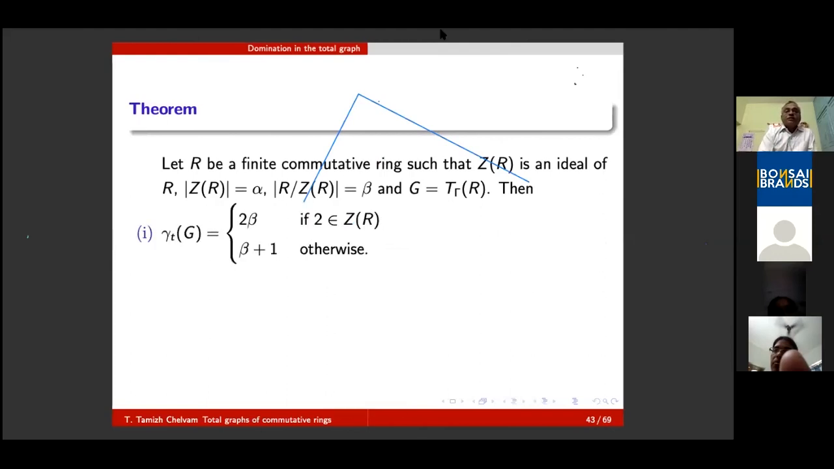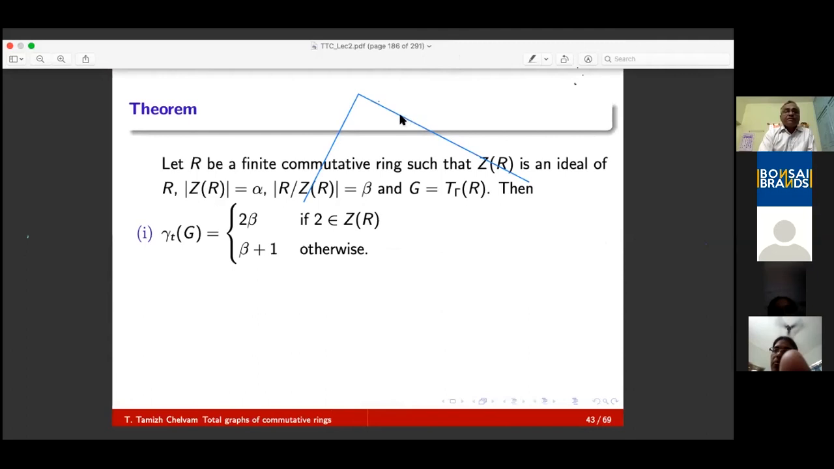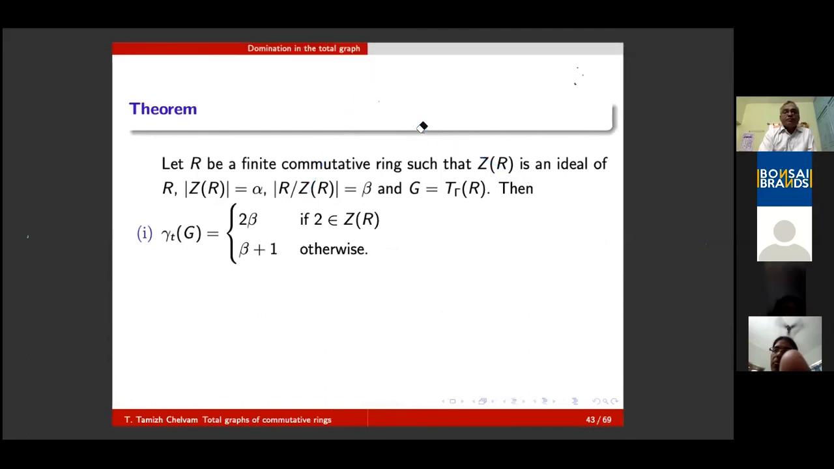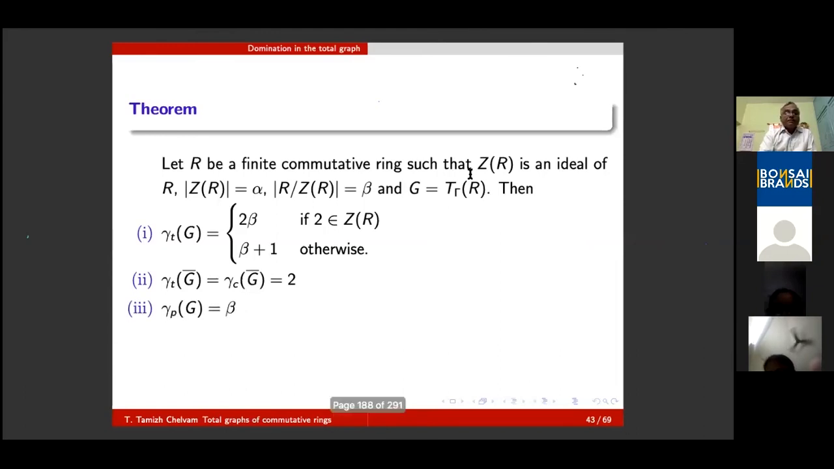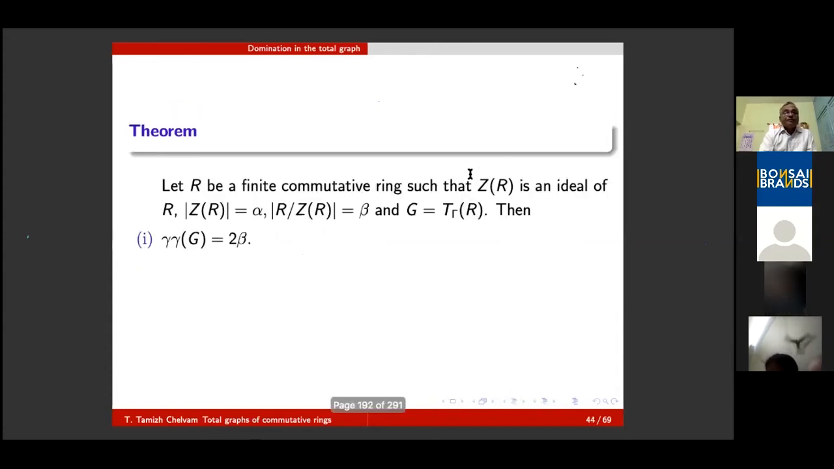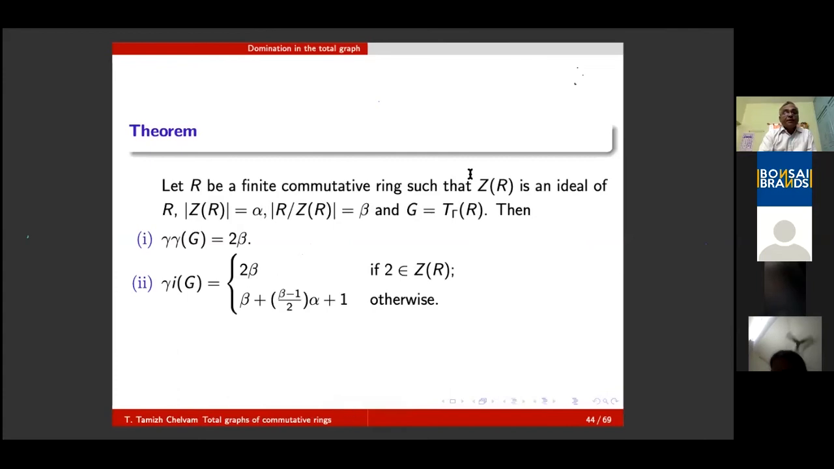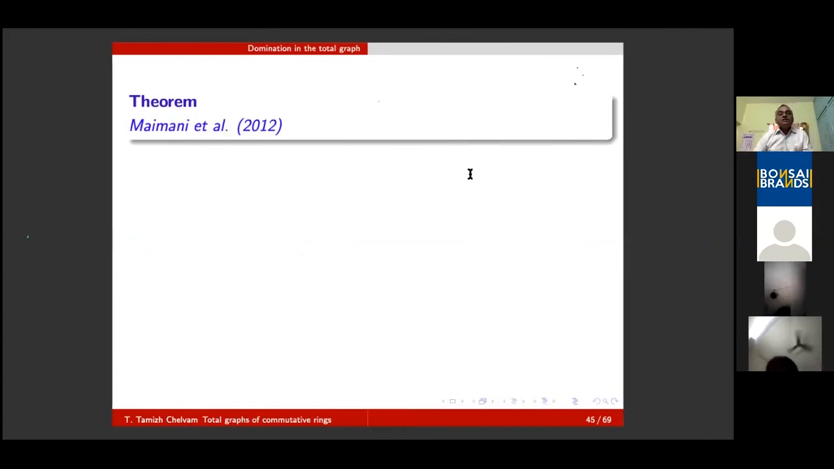And of course, we have further obtained that the total domination number of the total graph is nothing but this. We take it when it is an ideal, and the other part. Then complement, private domination, complement, double domination, independent domination. Okay, these are some of them to highlight. We could do this for the total graph, the property of domination.